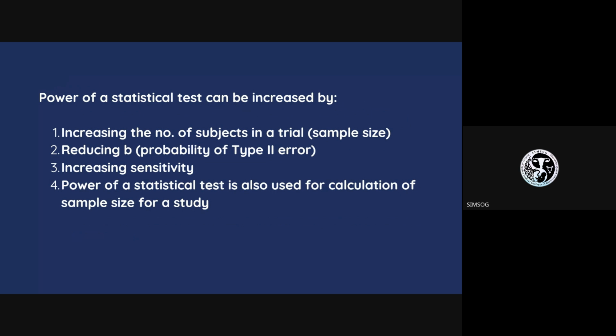Now, how to increase the power of a test? We can increase the number of subjects in a trial, that is, we can increase the sample size. We can reduce the probability of type 2 error, that is, decreasing beta. And how to do that? When you decrease beta, then during a sample size calculation, automatically your sample size will increase. So essentially, point 1 and point 2 are related. Point 3 is about increasing sensitivity. This is about diagnostic tests, which I'll cover in the next session.